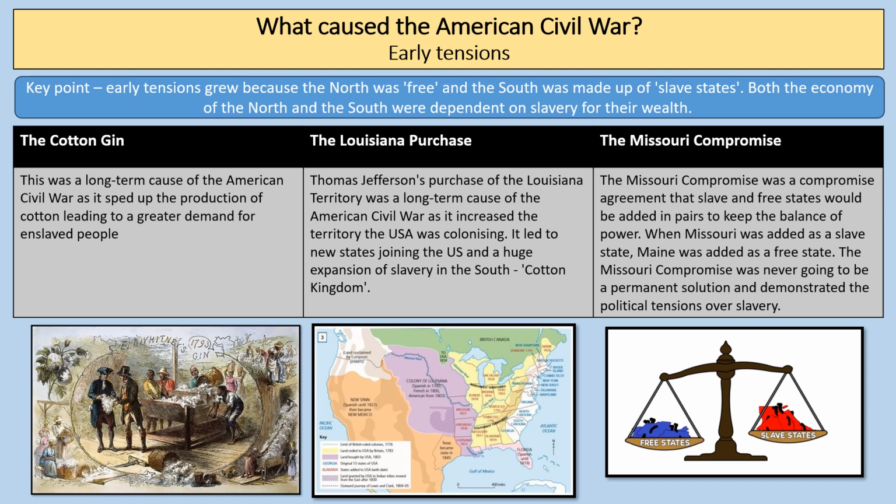Now, the Missouri Compromise was an agreement that slave and free states would be added in pairs to keep the balance of power. When Missouri was added as a slave state, Maine was added as a free state in the Northeast. The Missouri Compromise was never going to be a permanent solution, and it demonstrates the long-term political tensions over slavery. So there's some of the early tensions. You could certainly write a paragraph about early tensions causing the American Civil War.